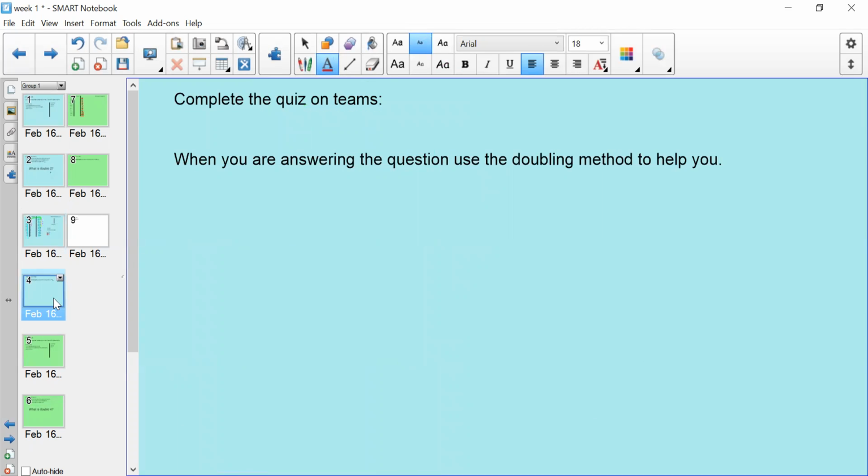Okay, so what you're going to do now is go onto Teams and complete the quiz, which will be a whole lot of 2 and 4 times table questions. When you are doing them, try and see if you can use the doubling method to help you. Even if you know the answer already, just try and spot the pattern anyway, because it might help in future questions as well. So have fun and enjoy the lesson, and I look forward to seeing how much you get right.